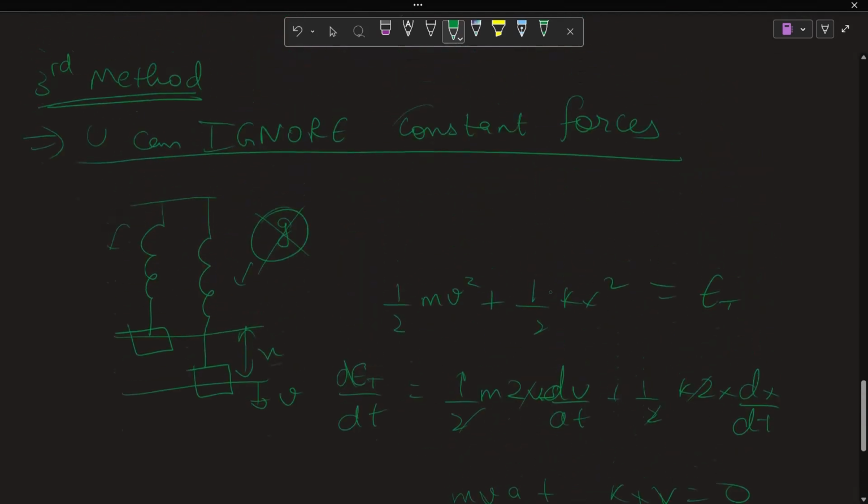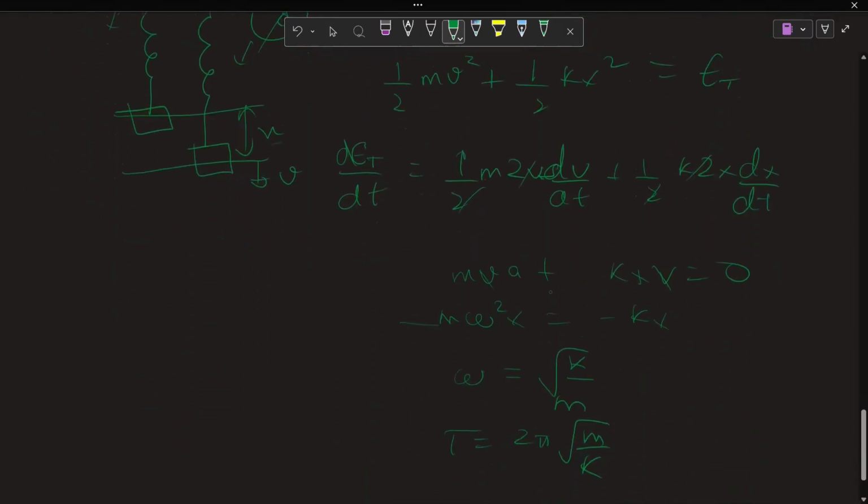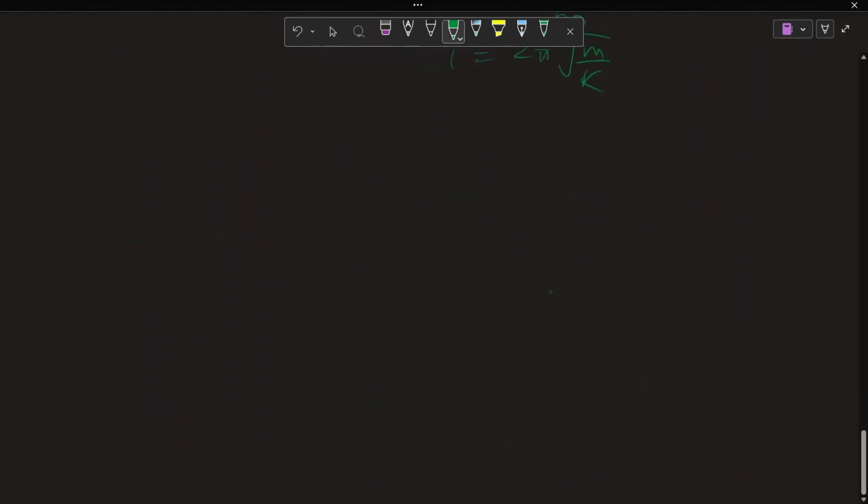So this is an important method: you must ignore constant forces while solving these types of questions. If you won't ignore them, that will just increase the number of steps that you will take to solve the question, right? So now let's do another question, just to explain, and we'll do it by the energy method.